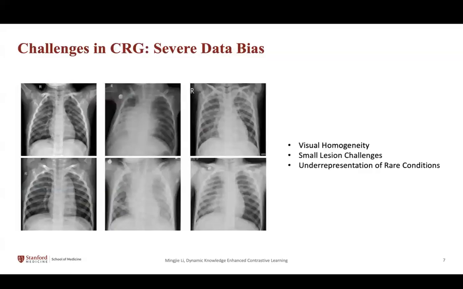The last one is underrepresentation of rare conditions, because datasets often have fewer examples of rare conditions compared to common ones, leading to a bias towards more frequently occurring anomalies. It will affect the model, so it does not perform well on the real issues, but very well on the common conditions.